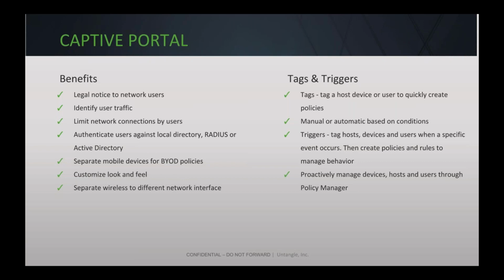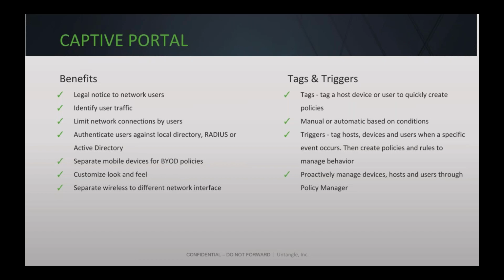This is always kind of a personal flavor thing, from organization to organization. If you're extremely strict, we can do a lot of different things right there. Once folks are logged in through the portal, it helps us identify that traffic. We can even tie those logins to their MAC address, so we can basically keep them tied to that device. If we need to, we can limit network connections by users, and we can also authenticate them against local directory, RADIUS, Active Directory, or OAuth now in the captive portal. We can separate the mobile devices for BYOD policy. That's a very common thing with Untangle, and I'm going to show you guys what that looks like.